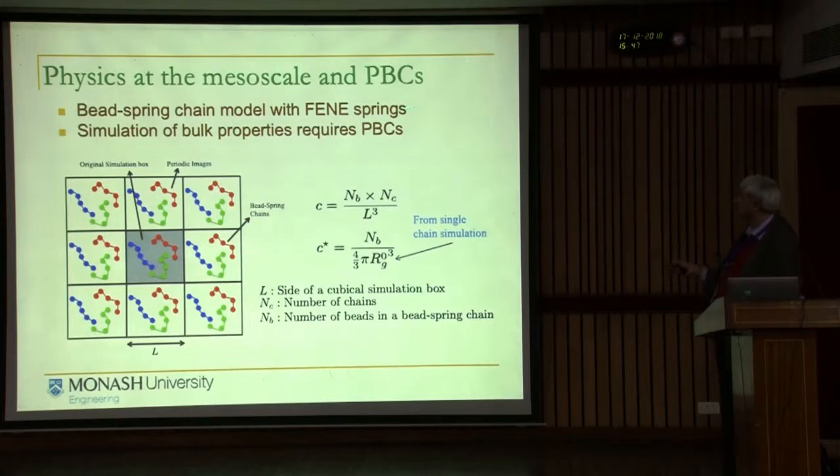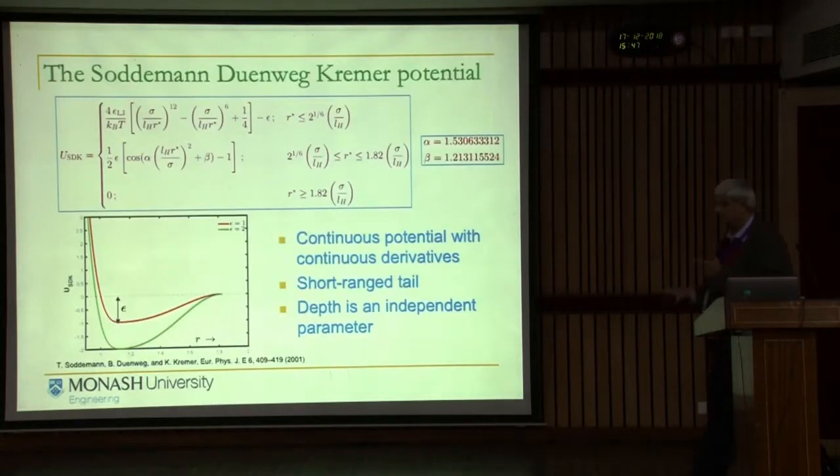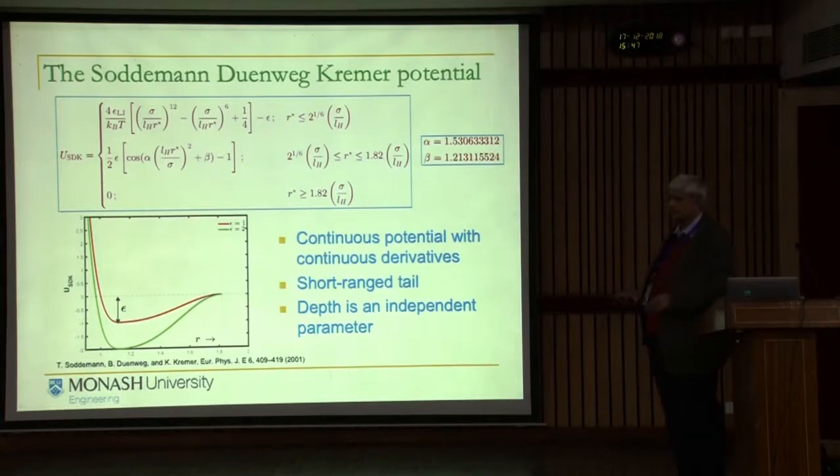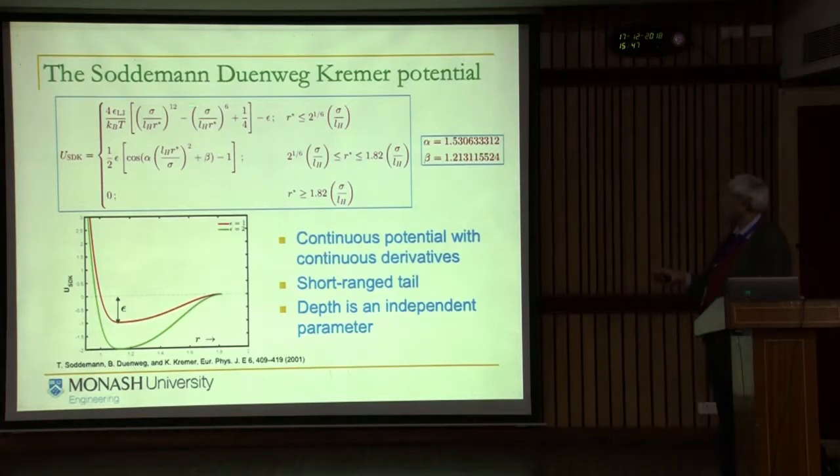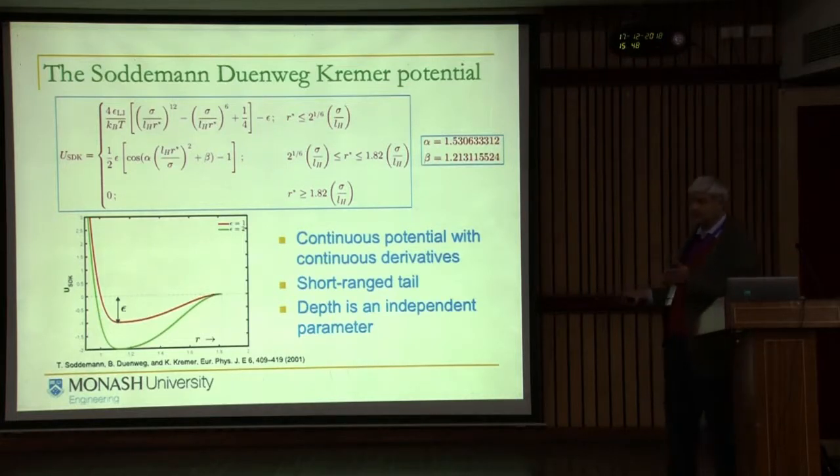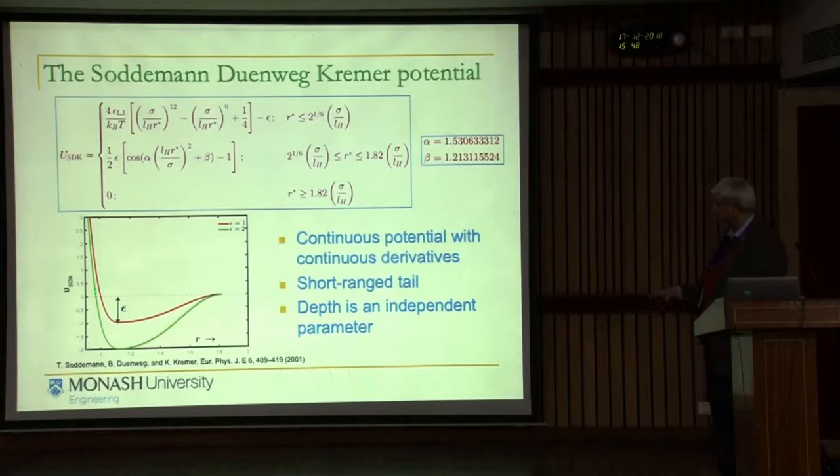We've essentially used periodic boundary conditions and simulated the chains in a box. And so you can calculate what's the concentration and what's the overlap concentration, and so on. And we've carried out Brownian dynamics simulations. The important new feature in our simulations is the use of the so-called Soddemann-Dünweg-Kremer potential, which was introduced into the literature some years ago. It's essentially the same as the Lennard-Jones potential for the repulsive part, which we're all familiar with, which is here. But they essentially replace the attractive part of the potential with a cosine function.